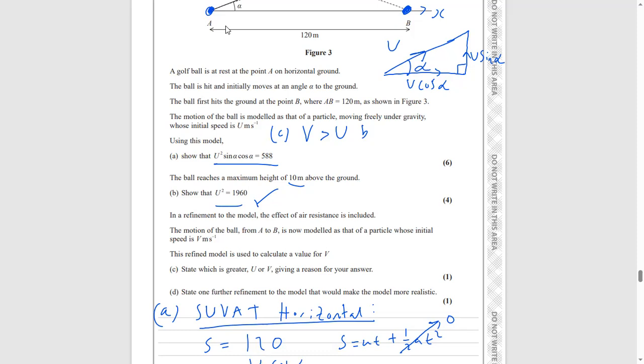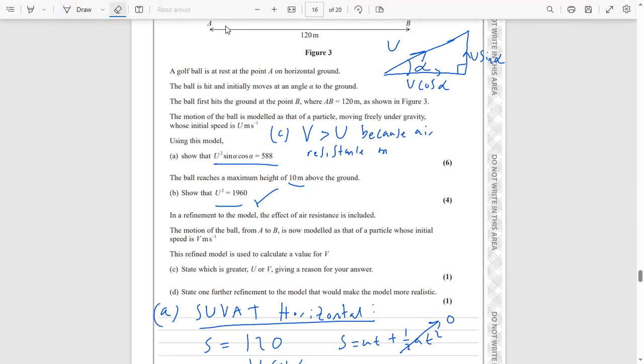So V is greater than U because air resistance means, this is going to be very difficult to write, very small with my awful handwriting, but let's try our best. So because air resistance is acting against us, against the golf ball, I should really say. So it's acting against the golf ball.